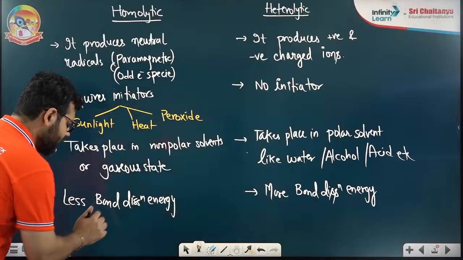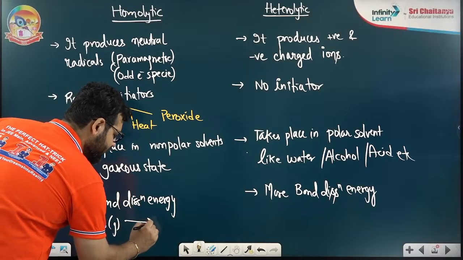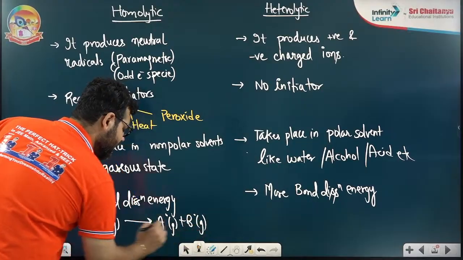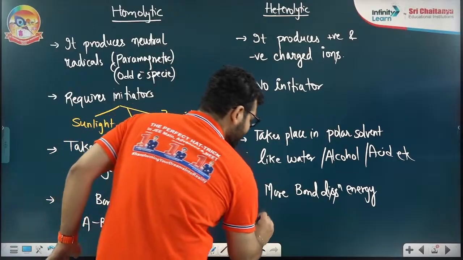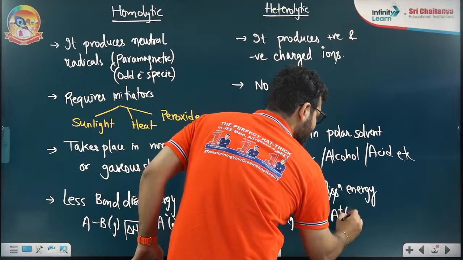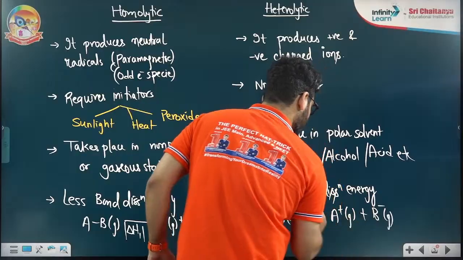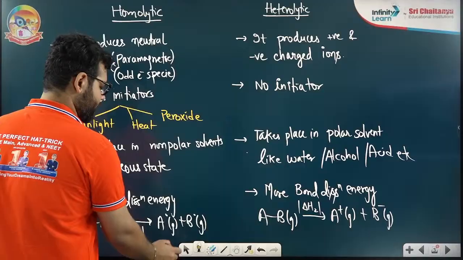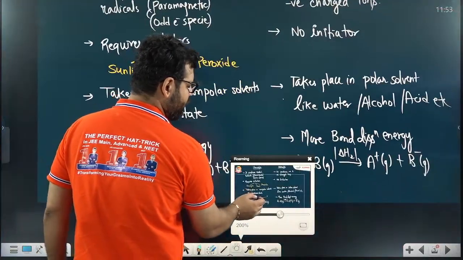So here, by bond dissociation energy, we mean that if AB gas breaks into A radical gas plus B radical gas, with delta H1, let's say, and the same AB gas breaks into A positive gas and B negative gas, with delta H2, then delta H2 is greater than delta H1.